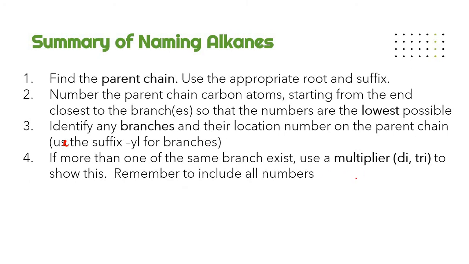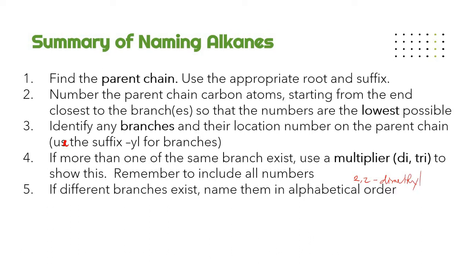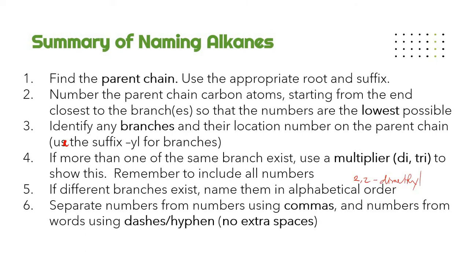If both are attached to a single number, for example 2, you can write 2,2. Example, 2,2-dimethyl. It's okay. Next, if different branches exist, name them in alphabetical order. If numbering from both sides gives the same distance to a branch, write the alphabetical order first, giving the lowest number. Just find out which is the longest chain. Separate the numbers from numbers using commas and the numbers from words using dashes or hyphens.